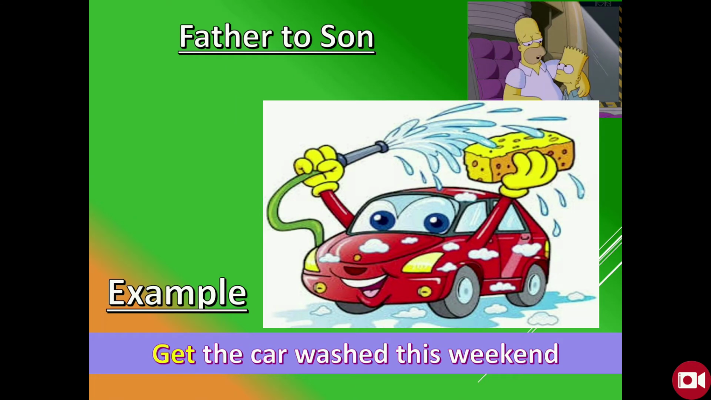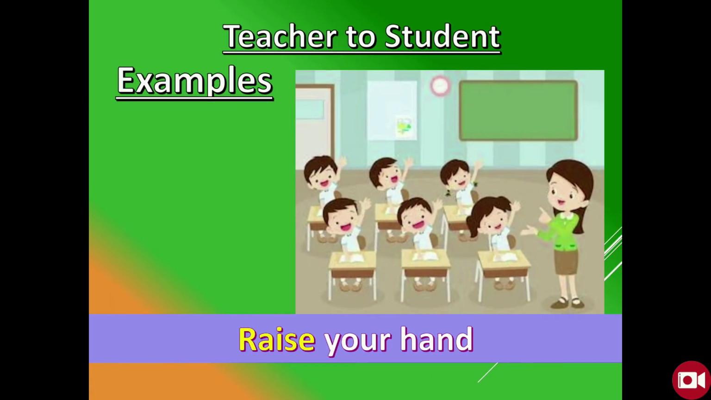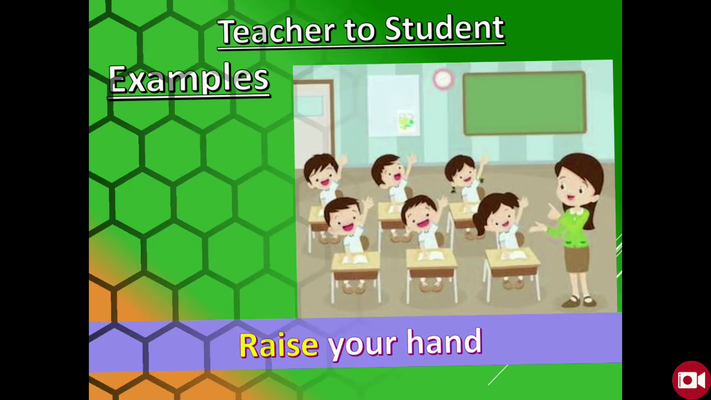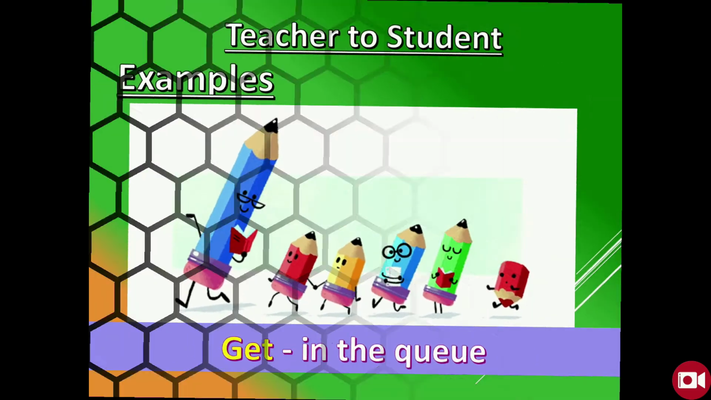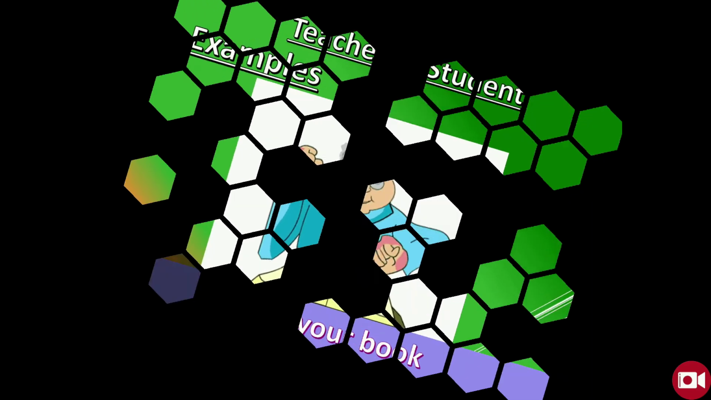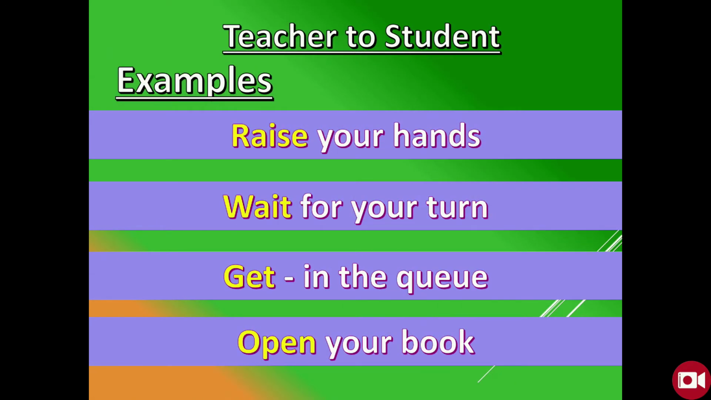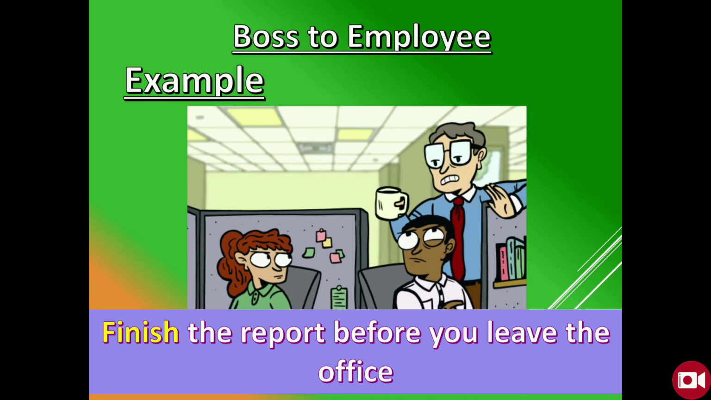And if we see teacher to student: raise your hand, wait for your turn, get in the queue, open your book. These are all imperative sentences which teachers normally use. The verbs we see, like raise, wait, get, open, are imperative verbs. Boss to employee: finish the report before you leave the office. Here, the verb finish is an imperative verb and the sentence is an imperative sentence.